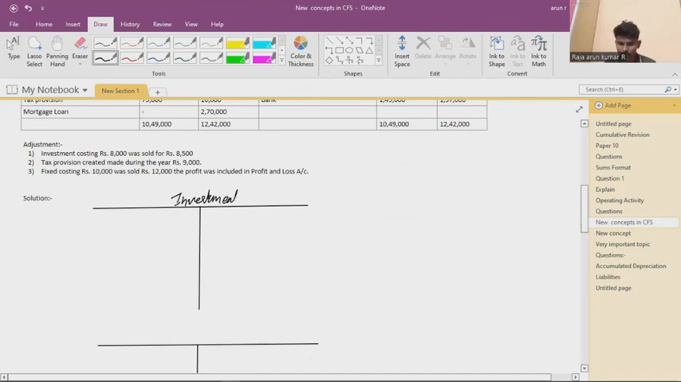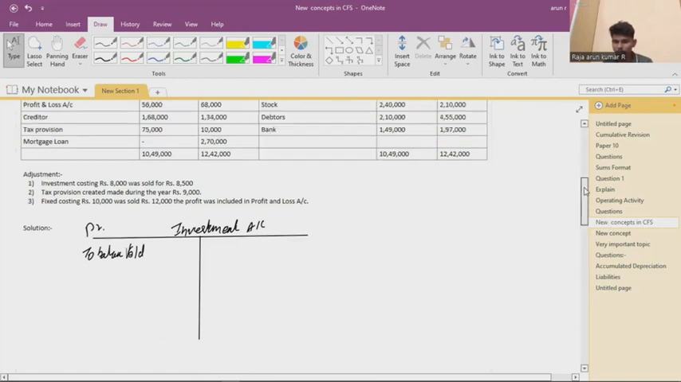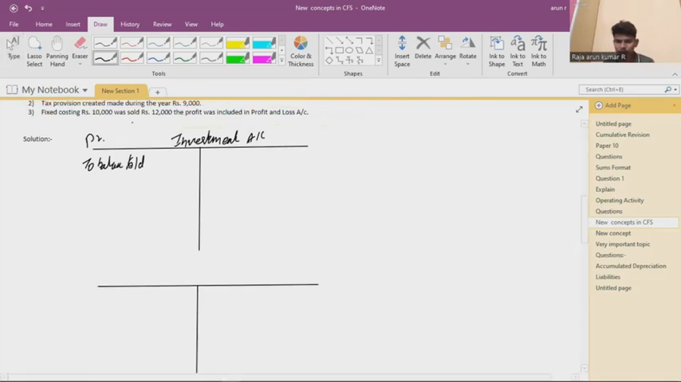Investment account. Asset always has a debit balance. Opening: to balance B by D, rupees 50,000, and by balance C by D, 60,000. So 50,000 and 60,000. Okay.